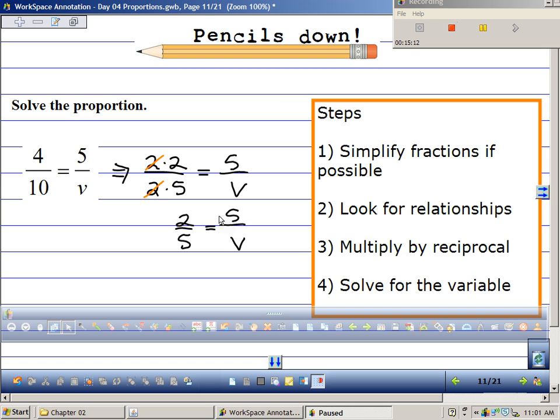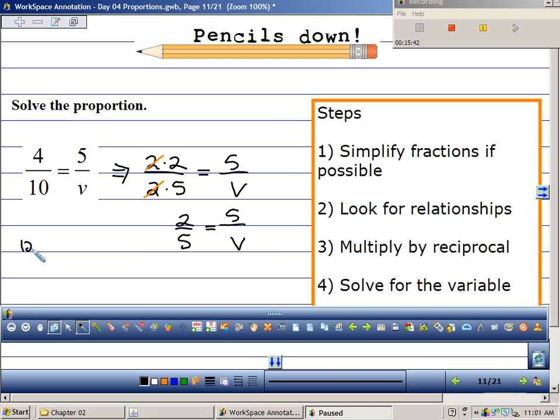No. Well, actually, yeah, it's 2 times what makes 5? 2.5, right? 5 times 2.5, do it in your head. What do you think it's going to be? What's 5 times 2? 10. What's 5 times a half? What's half of 5? So it should be 12.5. What's 12.5? Let's put it right here.